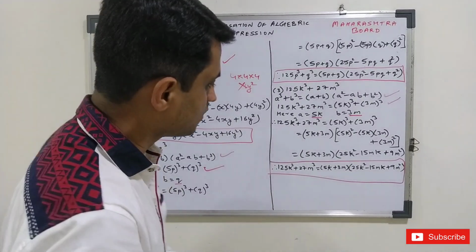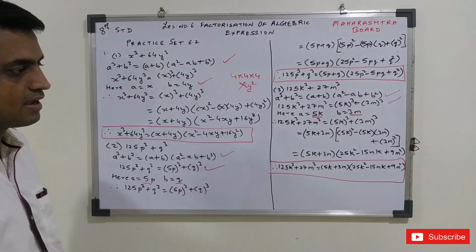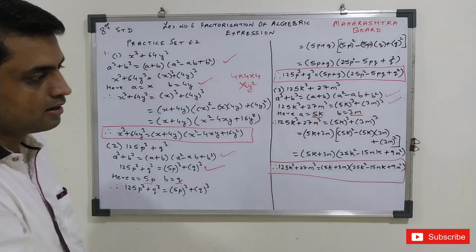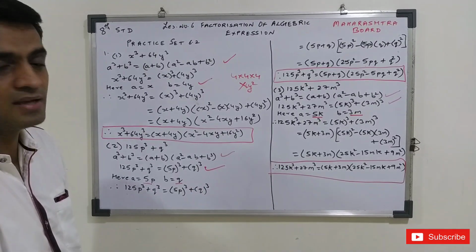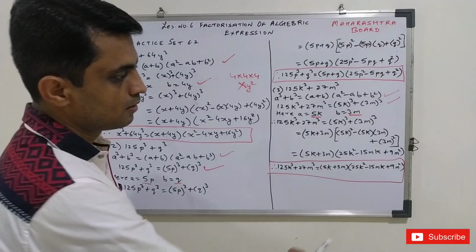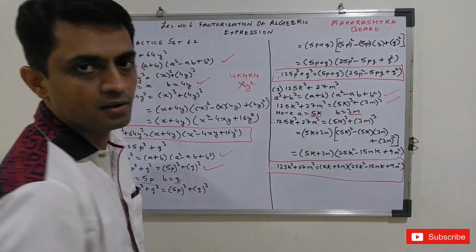125k cube plus 27m cube is equal to 5k plus 3m, and in the next bracket 25k square minus 15mk plus m square. It is 9m square. Okay.